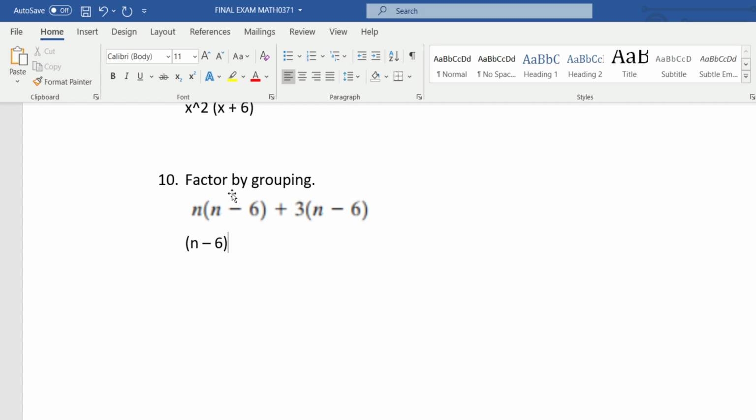And then what's left over when you take n minus 6 away? You have n here, and you have plus 3 here. And that's it. So those are your common factors, and that's the end of the problem. So that's your answer. So n minus 6 is one factor, and then what was left over was the other factor, if that makes sense. So n plus 3 was all that you had left over, so that's why we wrote it right here.